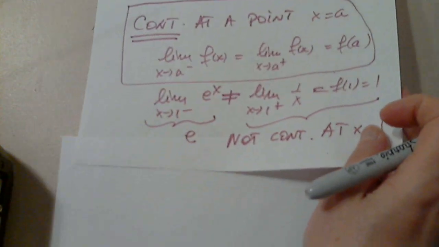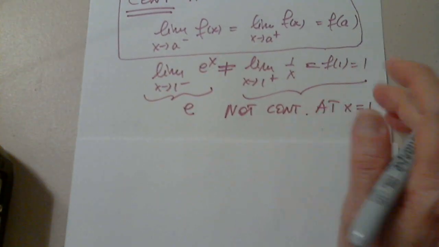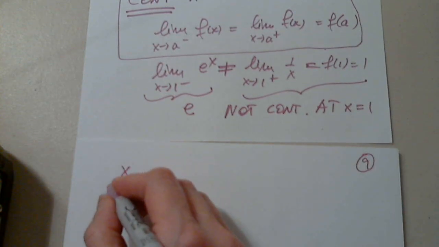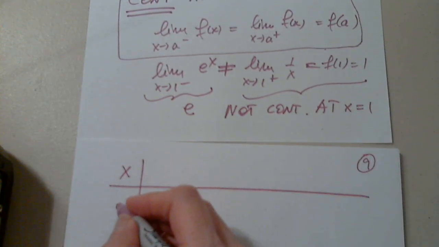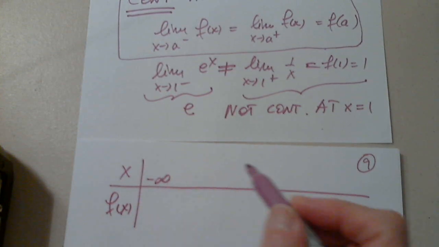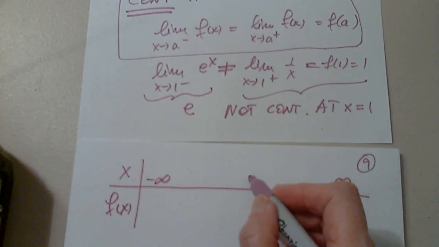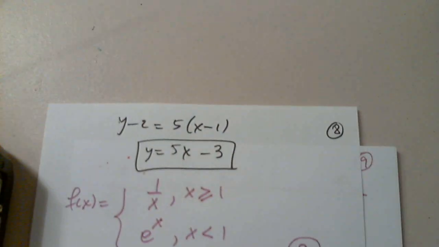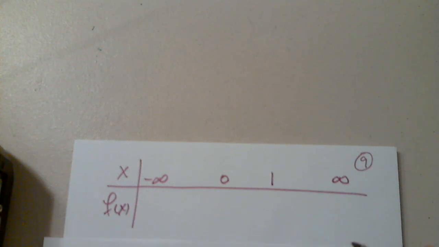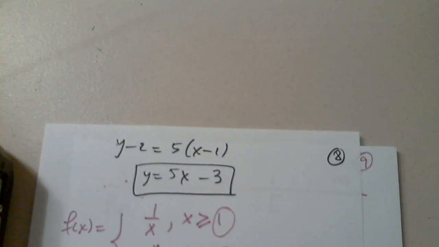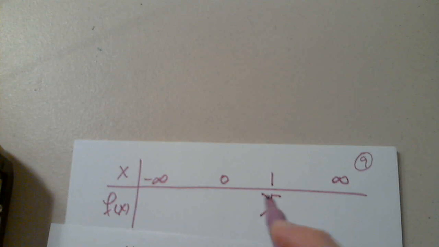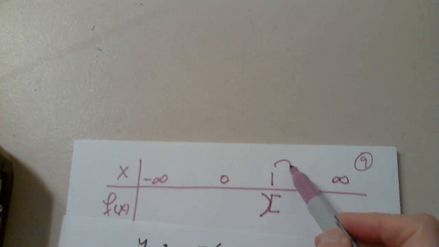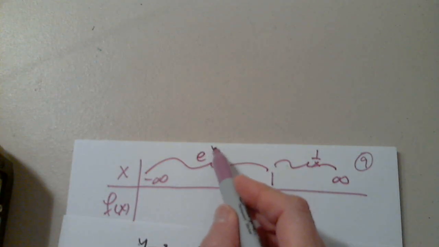Okay, now I discovered all this information. Now I'm ready to graph. Here's my table. Here's x, negative infinity to infinity. I have to have 0 in the table and I have to have 1 in the table. Why 1? Because this is a key element here. So to the right, it's a bracket. To the left is a parenthesis. To the right, I will be using 1 over x, and to the left, I will be using e to the x.